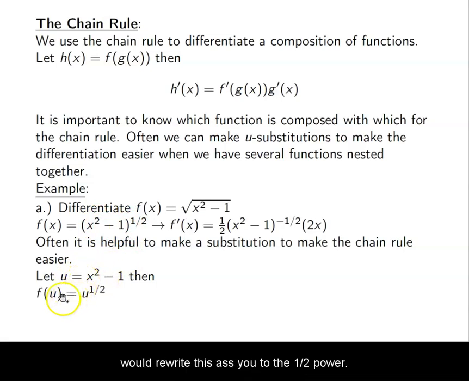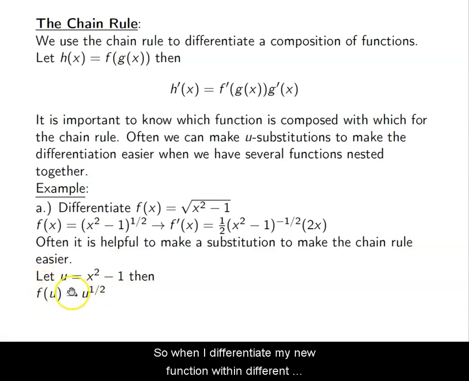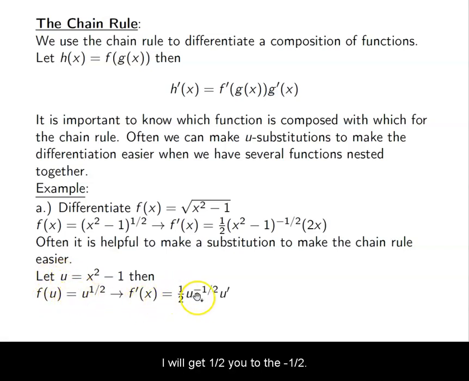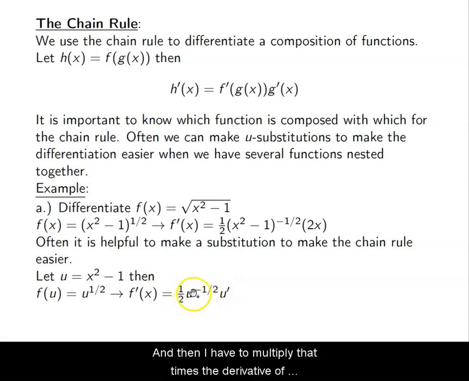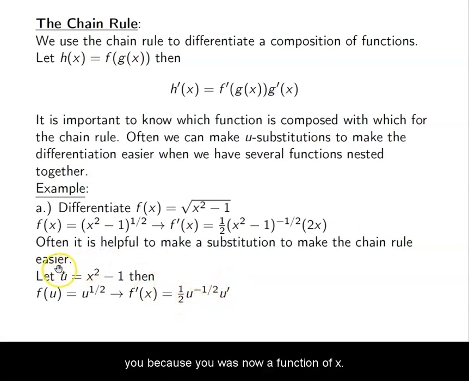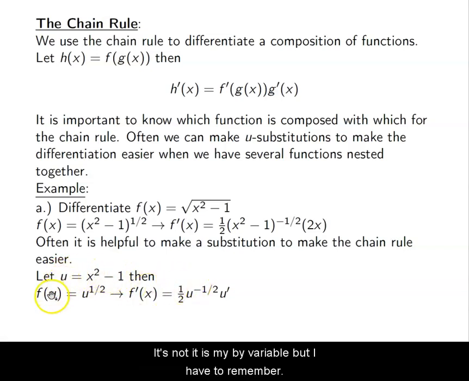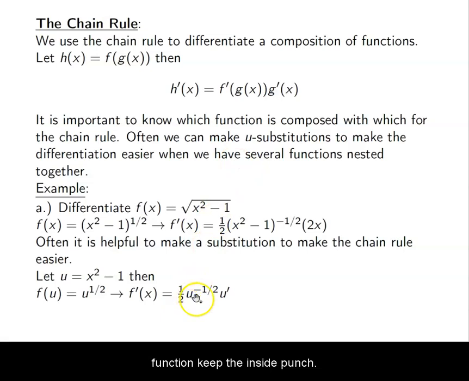Okay, so then I would rewrite this as u to the 1/2 power. So when I differentiate my new function with a different input, not the same input as before, the input now is u, I will get 1/2 u to the negative 1/2, and then I have to multiply that times the derivative of u, because u is now a function of x, right? It is my variable, but I have to remember, I have to follow this formula. Differentiate the outside function, keep the inside function. Multiply that times the derivative of the inside function.